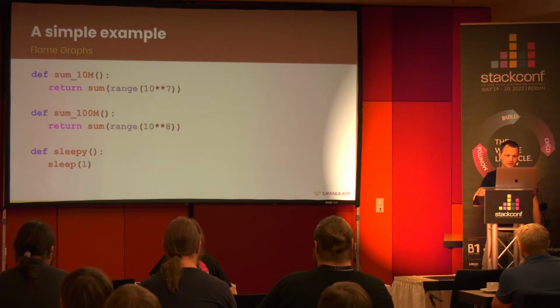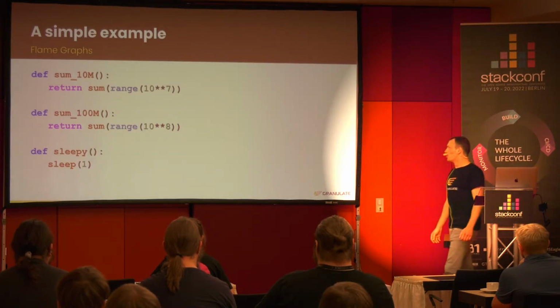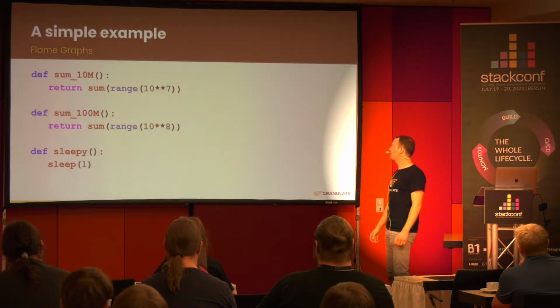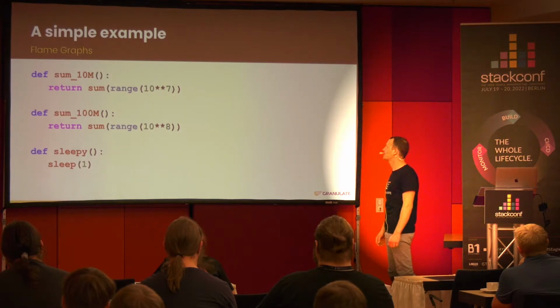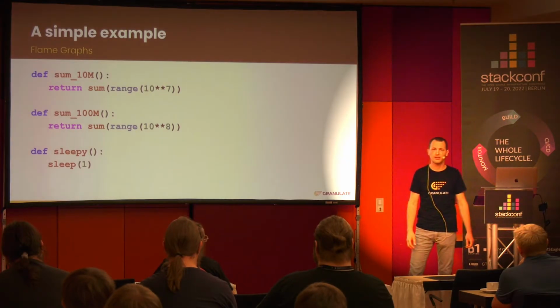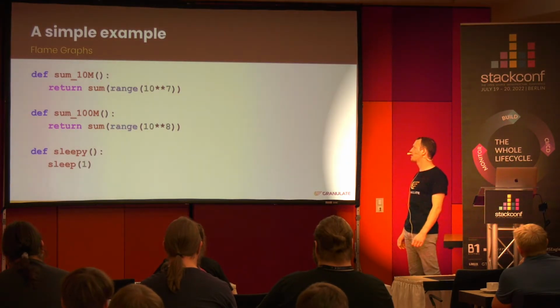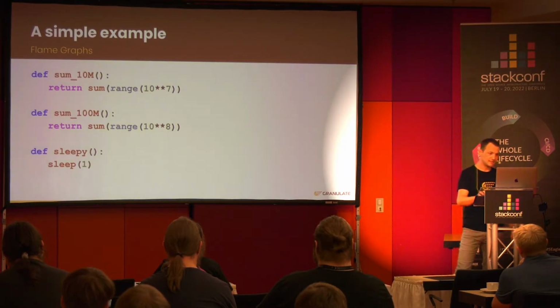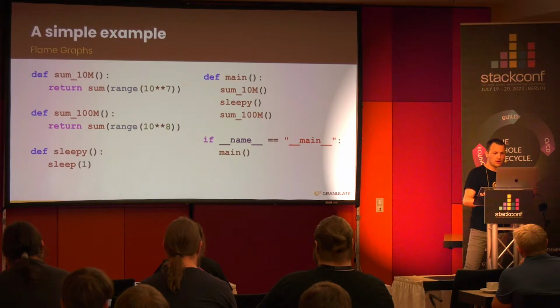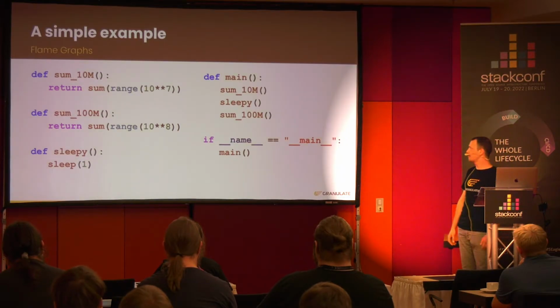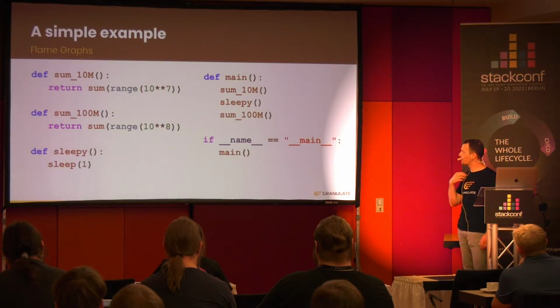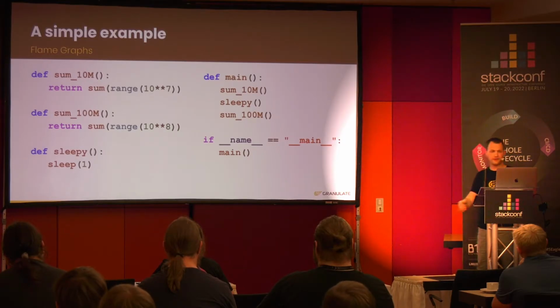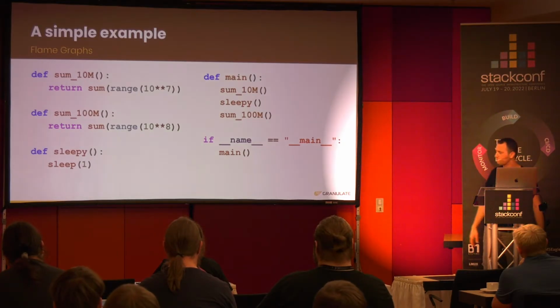So now let's move on to a simple example written in Python. We have these three functions. The first one sums up the first 10 million numbers. The next one sums up the first 100 million numbers. And the third function sleeps. Our main function is very simple. It only calls these three functions one after the other.